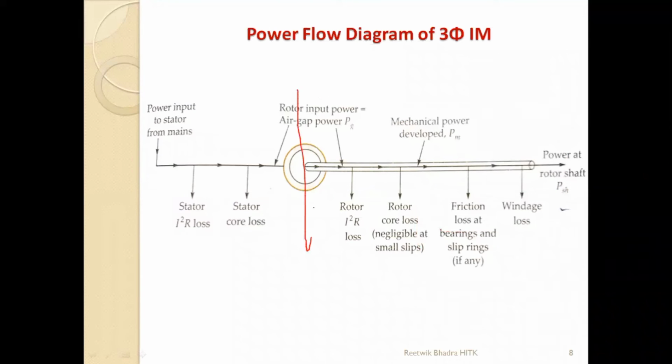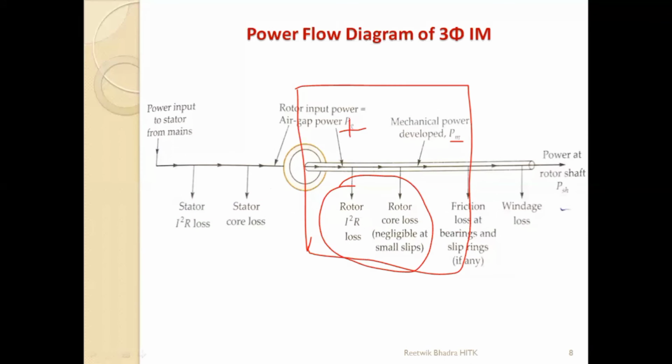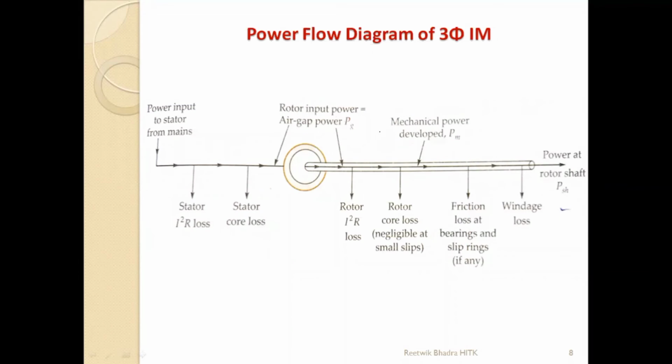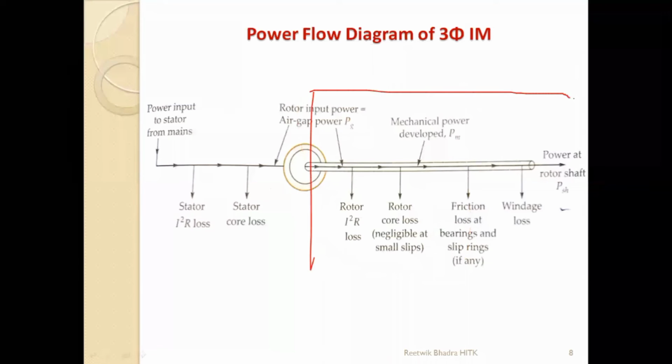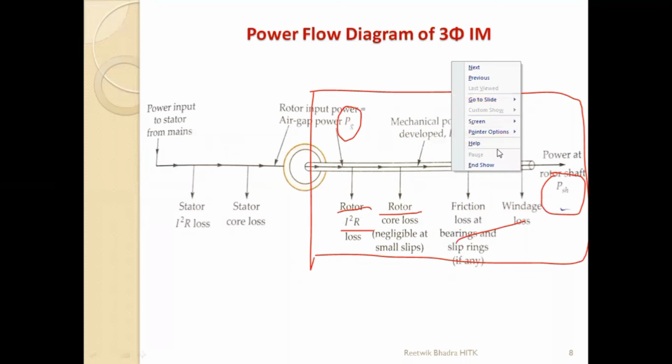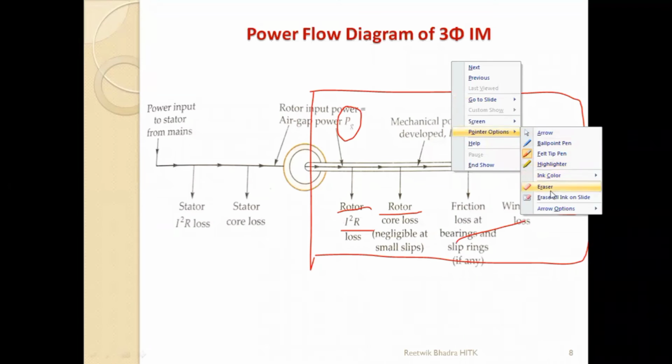Now, if I consider this part only, output is PM, input is PG. So PM plus these losses will give me PG. Next, if I consider this whole system over here, PSH plus these losses, friction windage plus rotor core loss plus rotor I square R loss will give me PG. So this power flow diagram is very, very important.